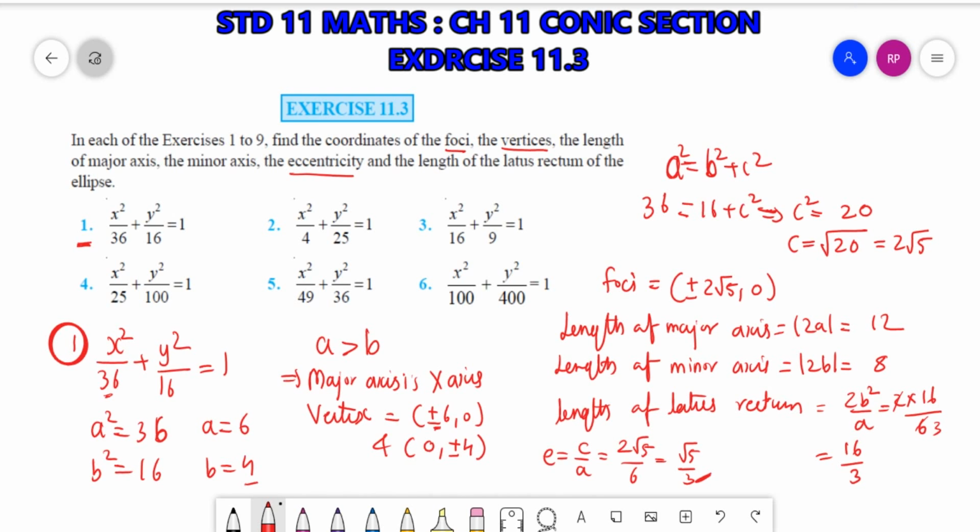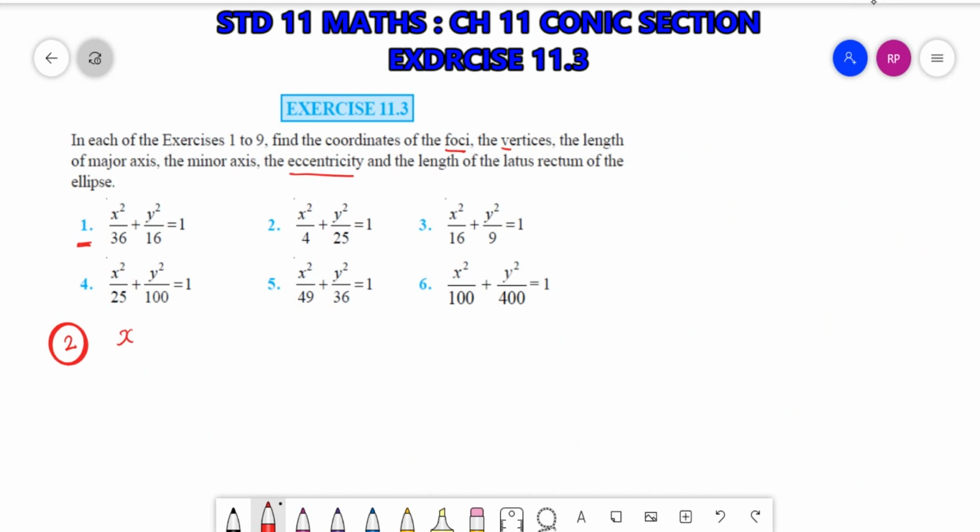Now let's see the second one. Question second. It's x square by 4 plus y square by 25 equal to 1. Now see here, in this case 4 is lesser than 25, so I can write down here that the major axis will be y axis.